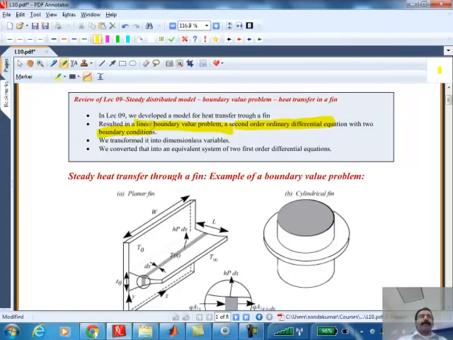The next thing that is important is we transform that into dimensionless variables. That process you should be able to do. Again, that could be part of an exam. I give you the equations, and I give you the dimensionless definitions, and I say transform that into a dimensionless form.